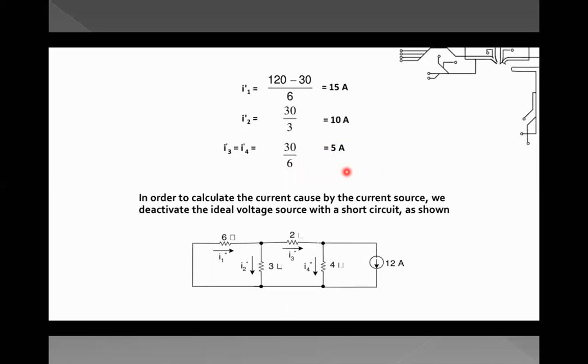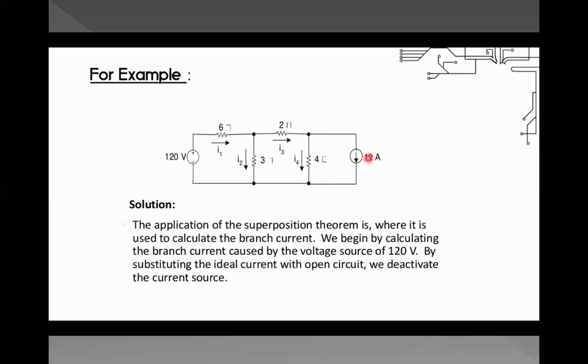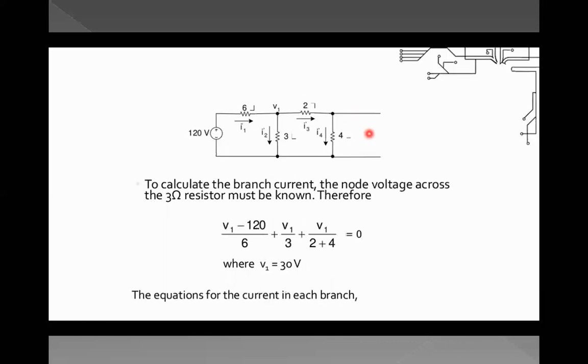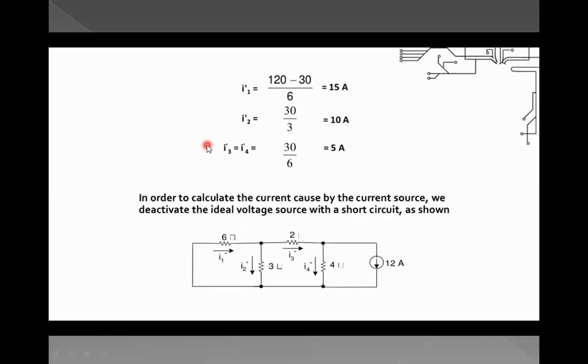Now, in order to calculate the current caused by the current source, we deactivate the voltage source with a short circuit. Earlier, the current source was removed and called an open current source. Now, keeping this particular current source, we will remove this voltage source. Got it? So we have removed this voltage source, and it can be called an idle voltage source, and we consider the current source.